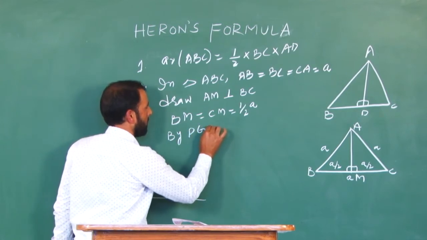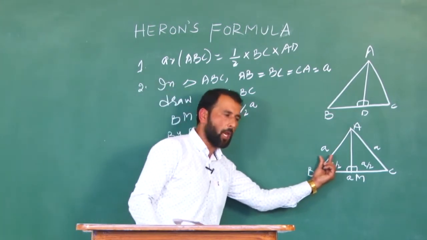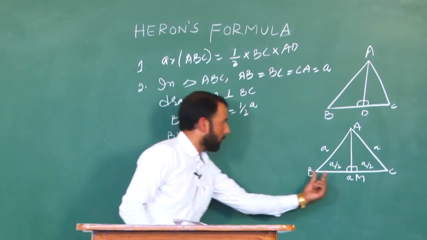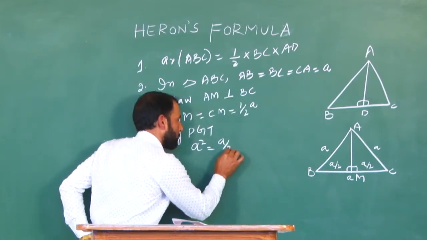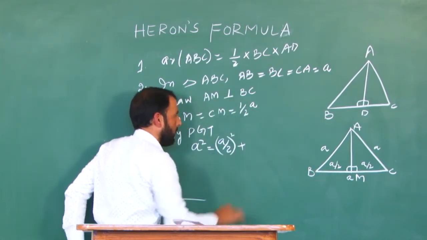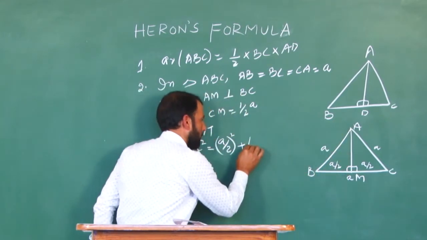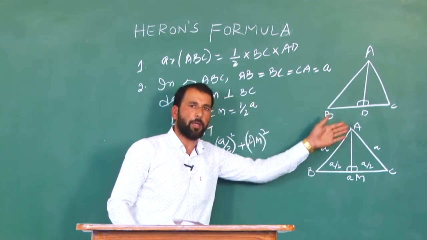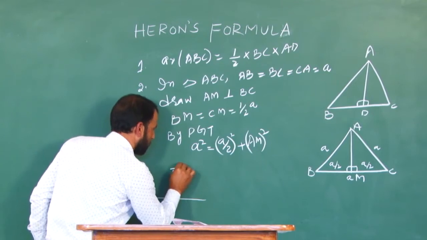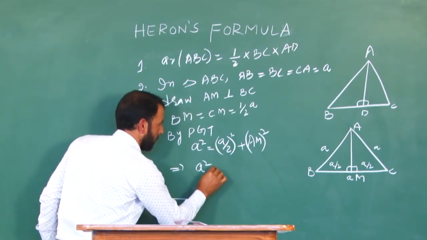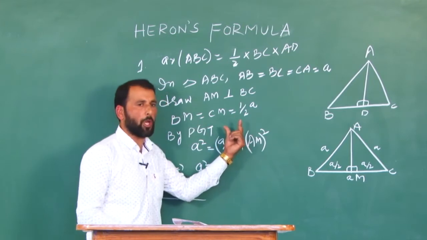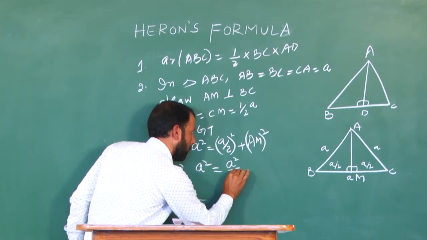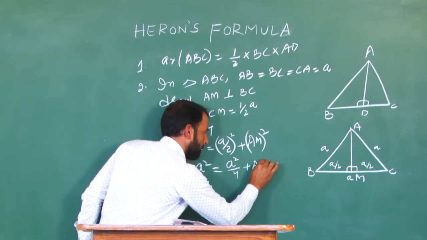By Pythagoras theorem, hypotenuse square, here AB, that is a square, is equal to base square, that is (a by 2) whole square, plus altitude square. Altitude is here AM square. So first of all, we can find the altitude of this equilateral triangle, that is AM. So a square is equal to (a by 2) whole square. When we put the square on both numerator and denominator, we get a square divided by 4 plus AM square.